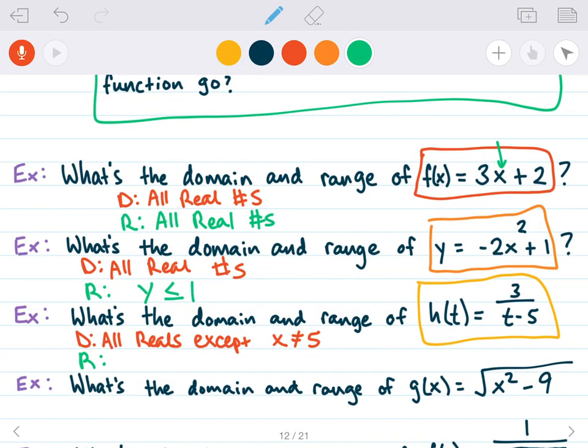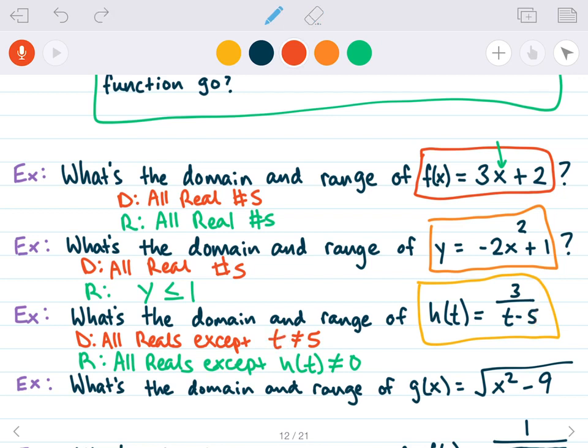So the range is going to be all reals except my output, h of t, in this case, can't be 0. And I should probably change x to t up here because that's our variable. Okay? Alright, so that's that one.